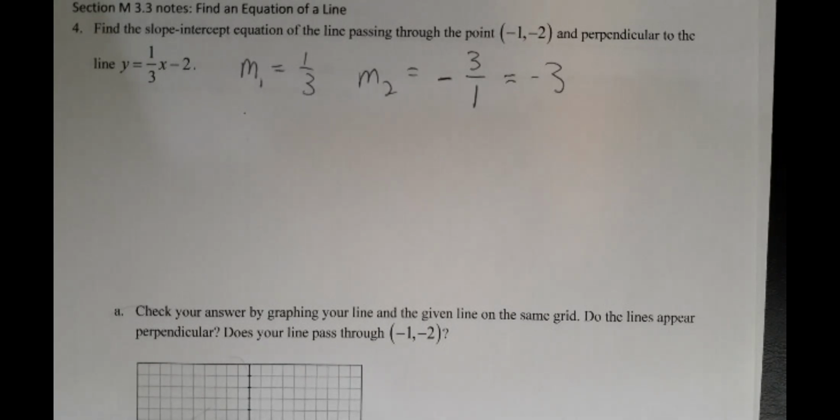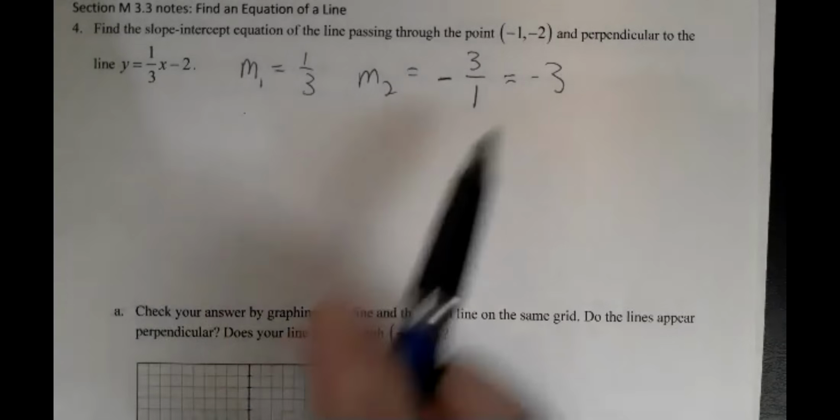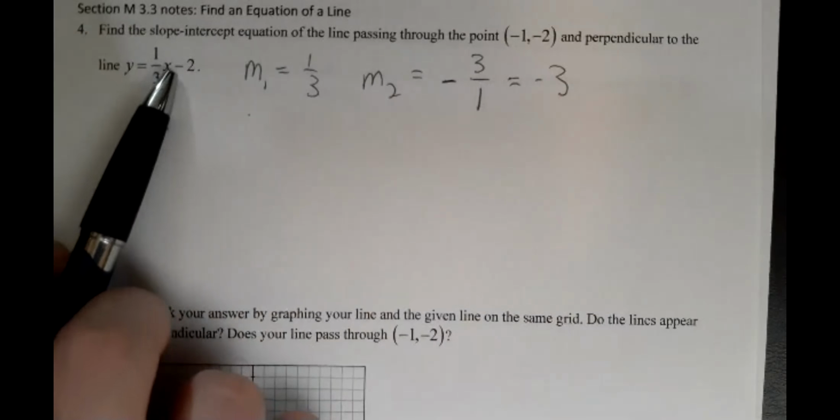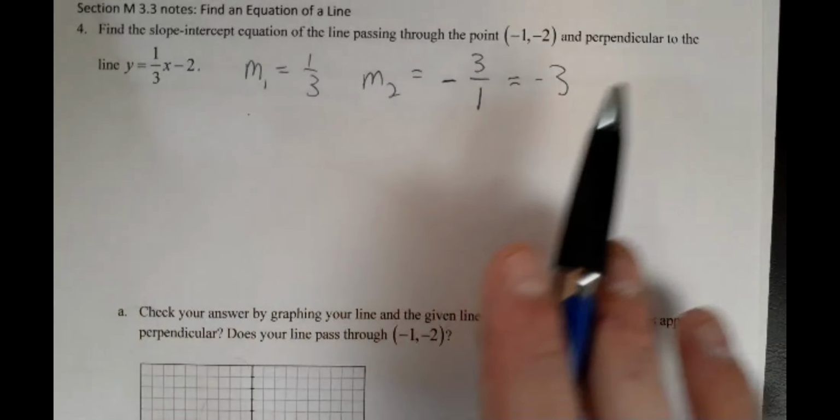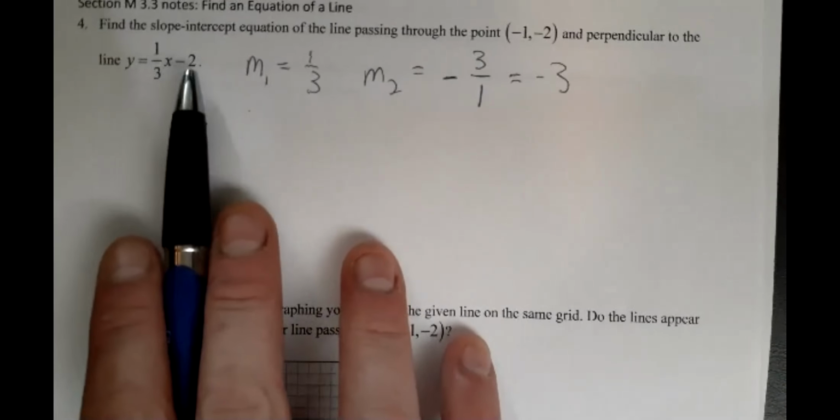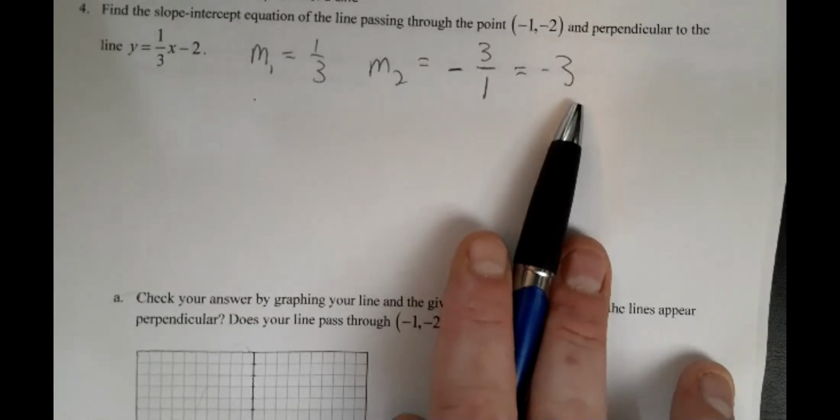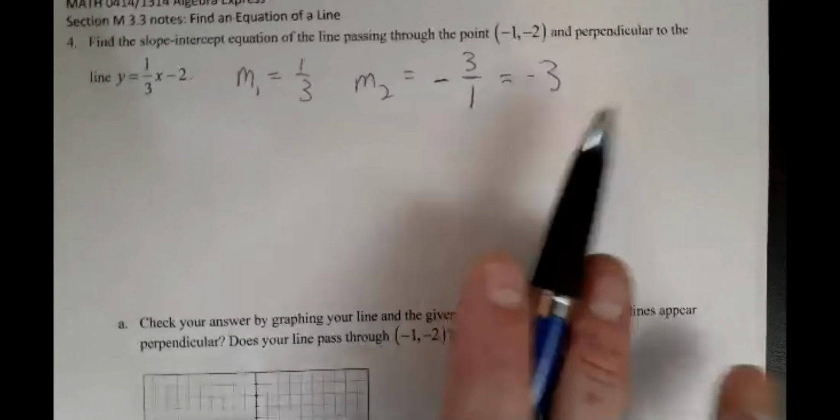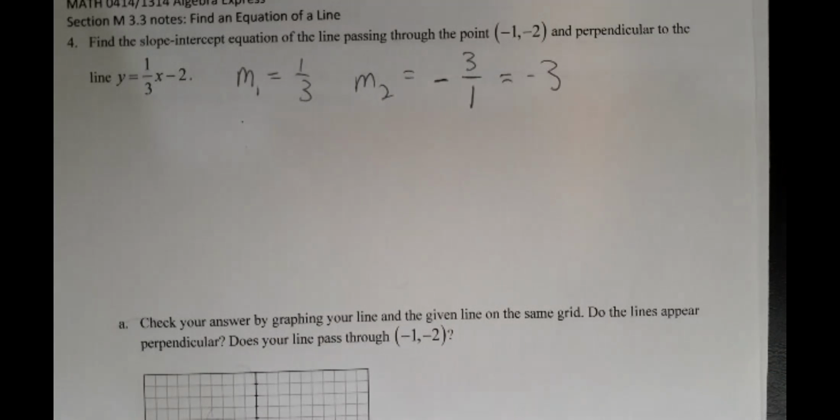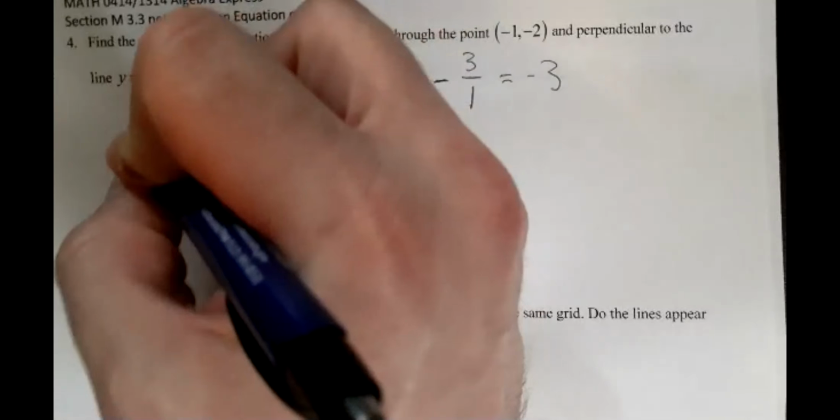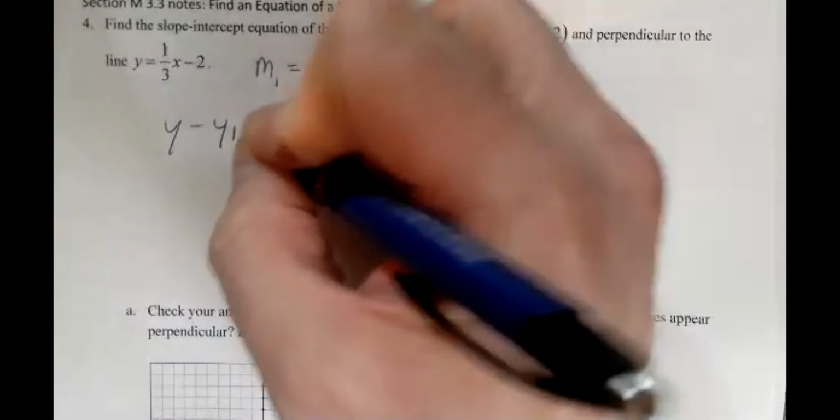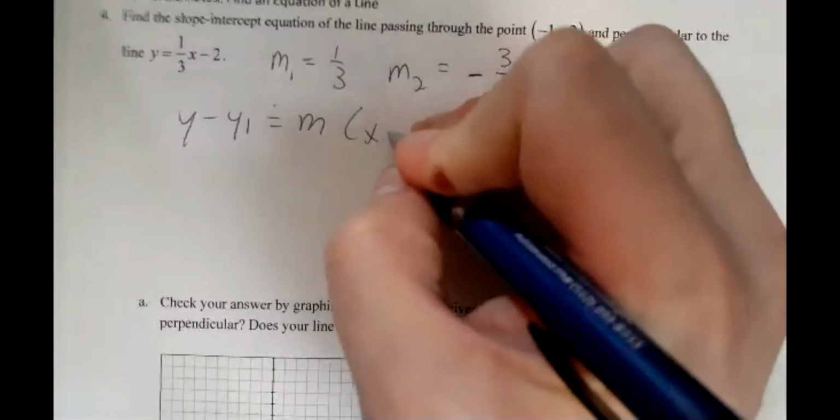And so now I'm looking, can I plug this into slope-intercept? They want the slope-intercept form. Do I have an intercept is what I'm asking. So I have my slope from the equation of this line. I know it's perpendicular to this line. The slope of this line is 1/3. The perpendicular line slope is -3. And I have a slope, I have a point, I don't have an intercept, so I have to go to point slope. So y minus y1 equals m times x minus x1.